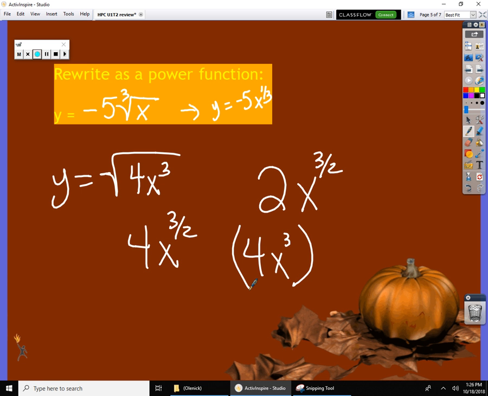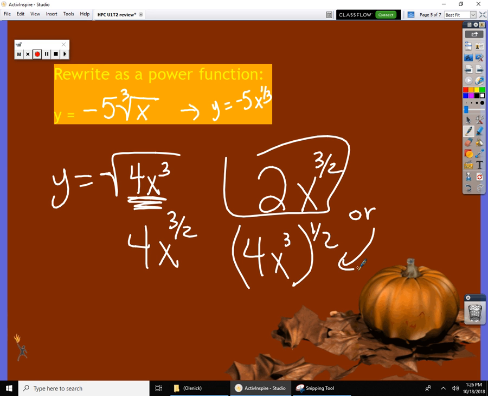Why am I putting them in parentheses? Parentheses means group, grouping symbols. They are grouped together under the radical. What power is a radical? 1/2. So you could say this or this. Both are correct. Cool? And the last one, a little bit easier.